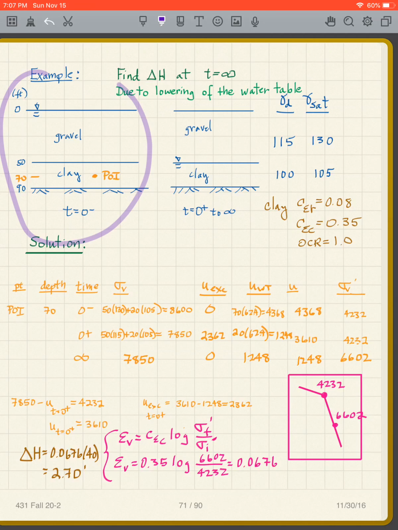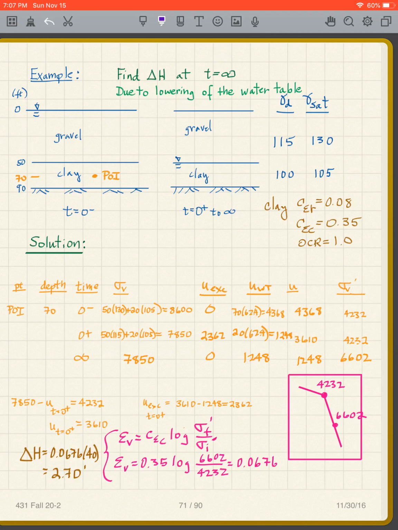And if I look at t equals 0 minus, what do I see? I've got gravel over clay, and then I have my rock down there. The water table at t equals 0 minus is at the ground surface. And what I'm worried about is settlement of this clay due to, now I'm going to lower the water table at t equals 0 plus to t equals infinity down to the top of the clay. And what we're going to find is that is going to cause settlement. So I'm going to show you why and how you can calculate it out, and we'll see why it's important.